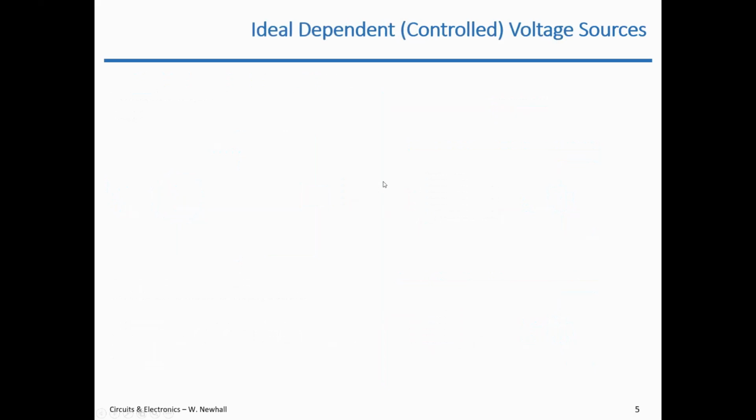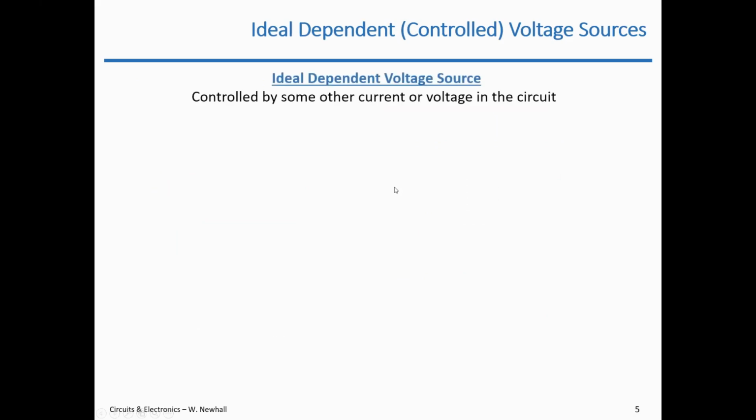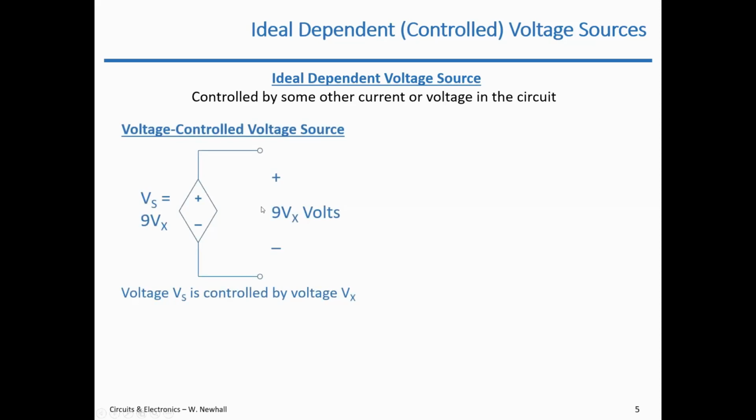Let's talk about controlled sources, or dependent sources. Let's start with a voltage source. An ideal dependent or controlled voltage source is controlled by some other current or voltage in the circuit somewhere else. Like you're on one part of the circuit board, and at some other part of the circuit board there's another voltage. That other voltage has some control on this voltage source.